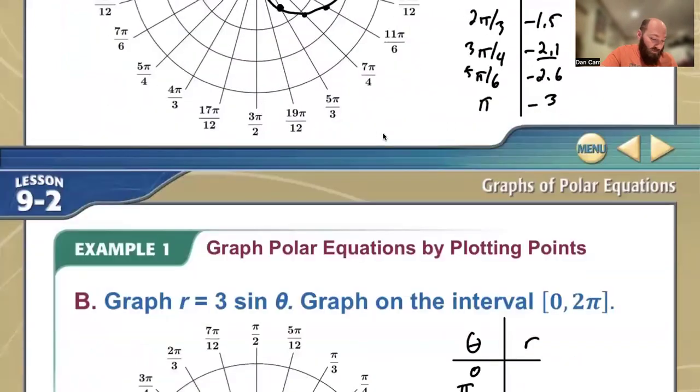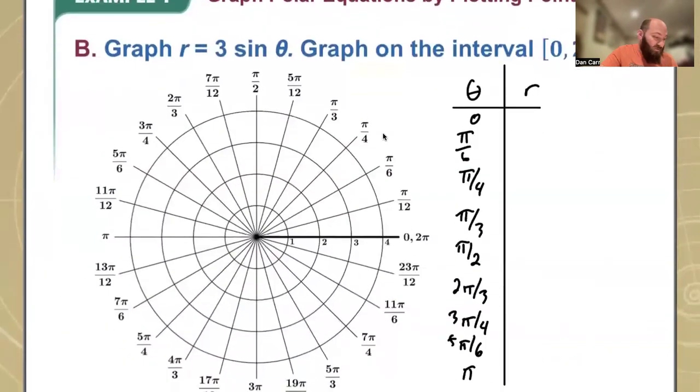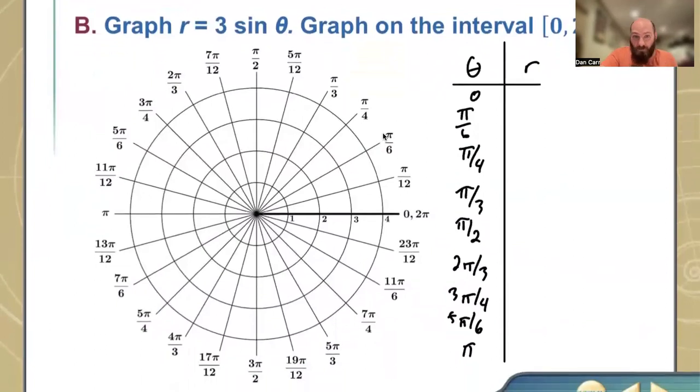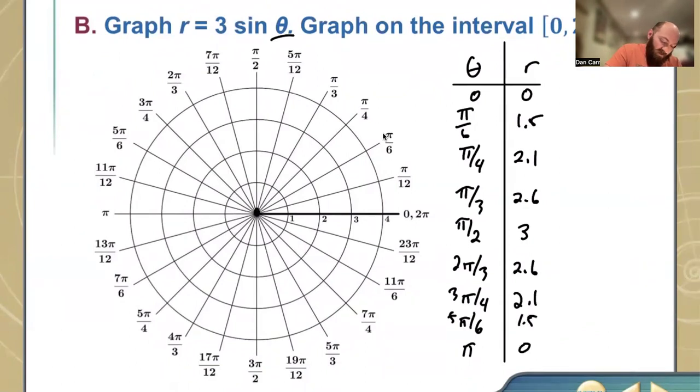We're going to look at a couple more examples. So we have r is equal to 3 times the sine of theta. We're going to do the same exact thing that we did last time, and I've got my setups already. Sine of 0 is 0, times 3 is 0, so we're going to start right here at this point. Then pi over 6. If I plug these in, I'm going to get 1.5, 2.1, 2.6, 3, 2.6, 2.1, 1.5, and 0.